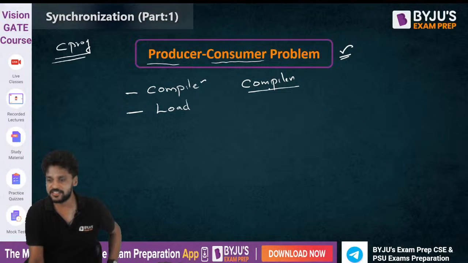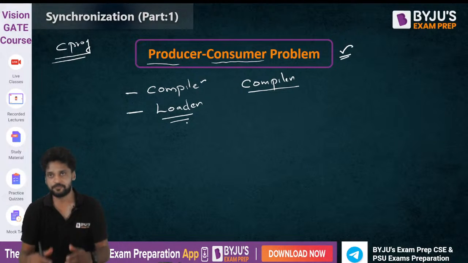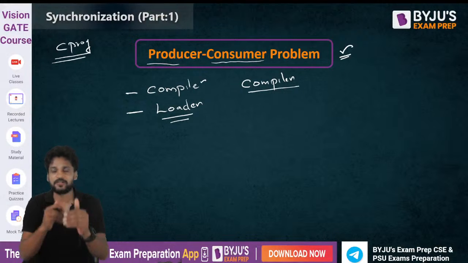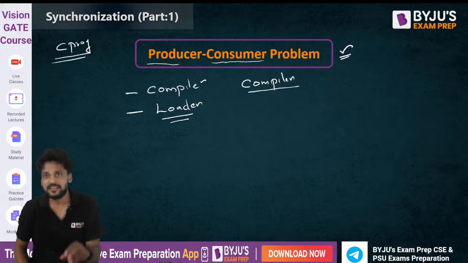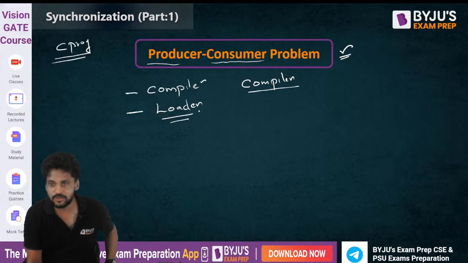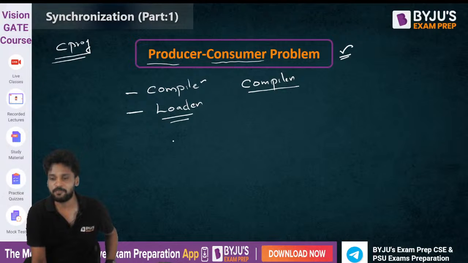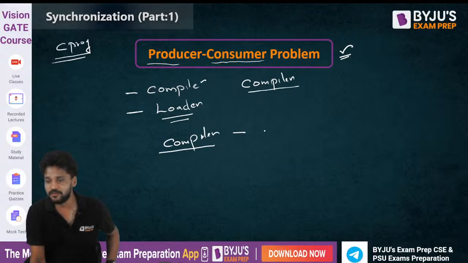Right after the compiler is executed, then the loader will execute. What is a loader? The compiler will produce a byte code, executable code. That executable code will be taken by the loader, and this loader is going to put that code in the main memory. That is what a compiler and loader do. Here you can understand, the compiler is a process that needs to execute first. The output of the compiler will be the input of the loader, right?